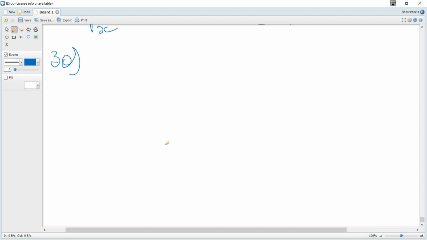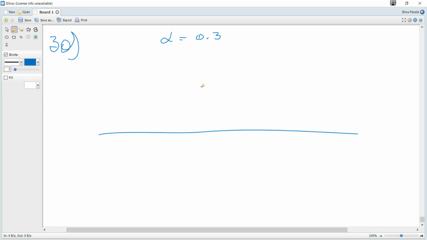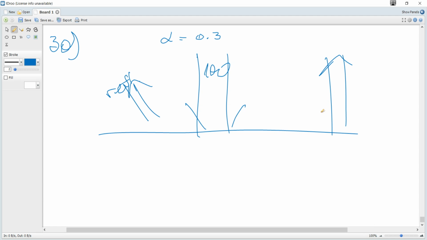And finally 30. A planet has an albedo of 0.3, and notice that it's the planet altogether, not just the surface. Incoming intensity is 100 watts per meter squared, and what is reflected and radiated and coming back is 60.